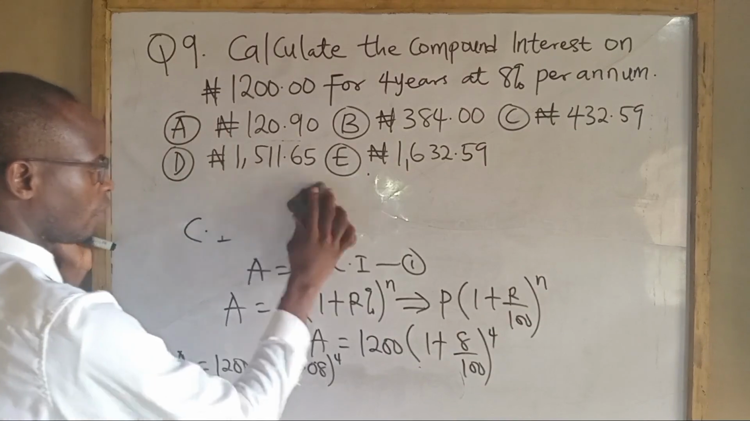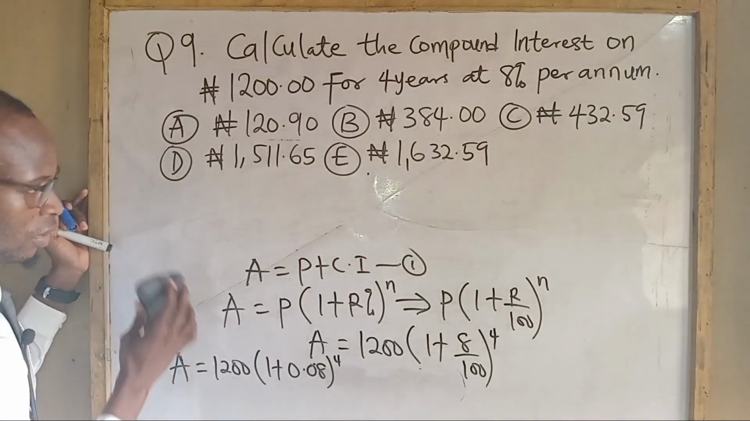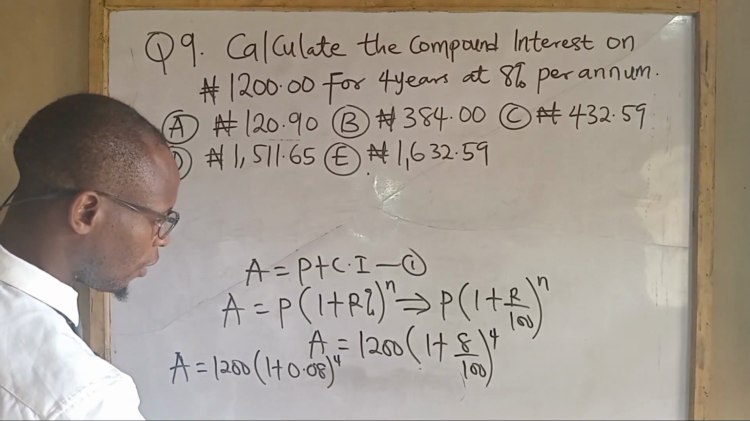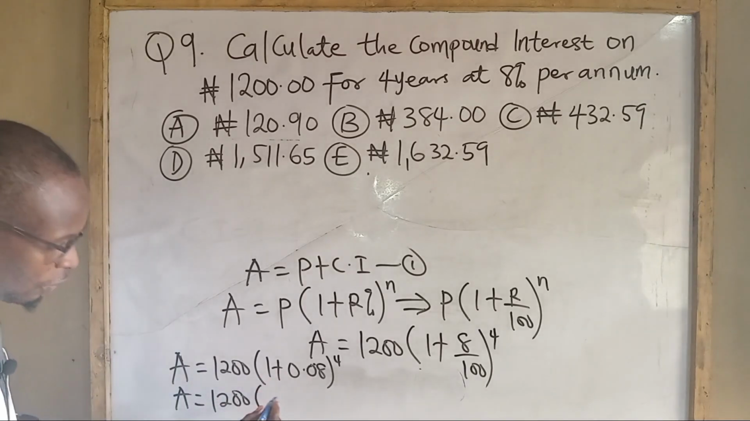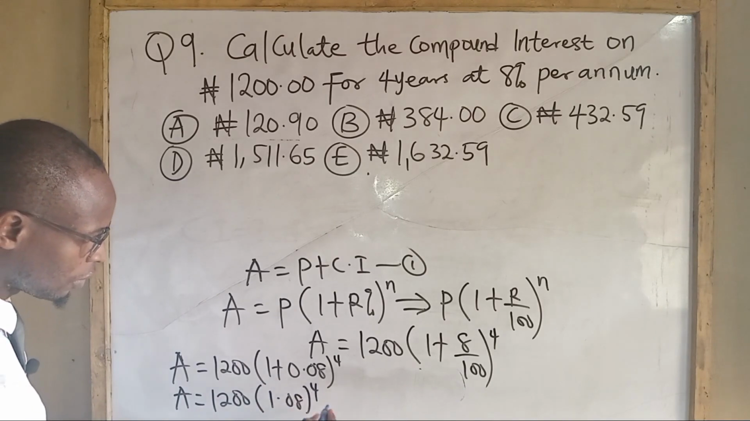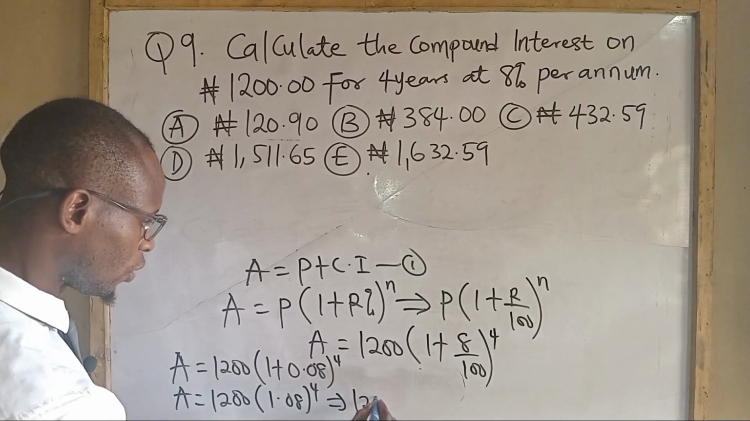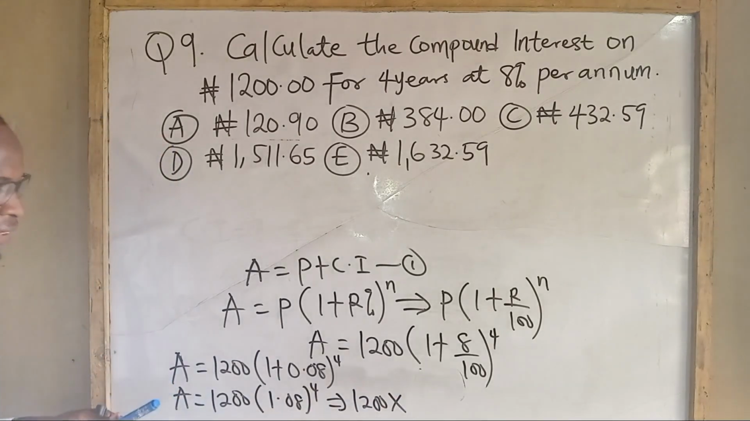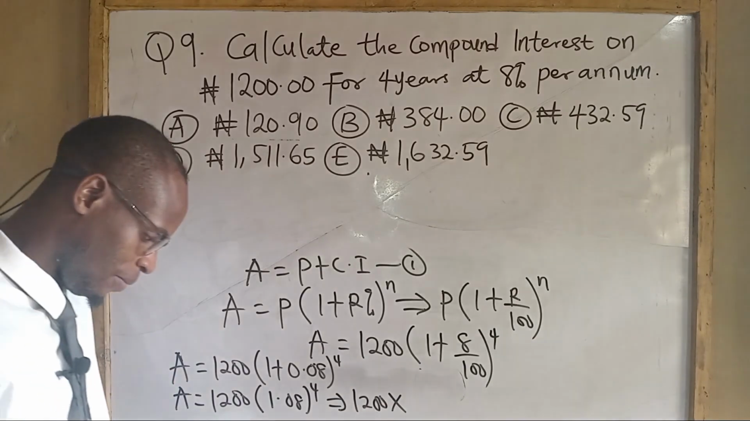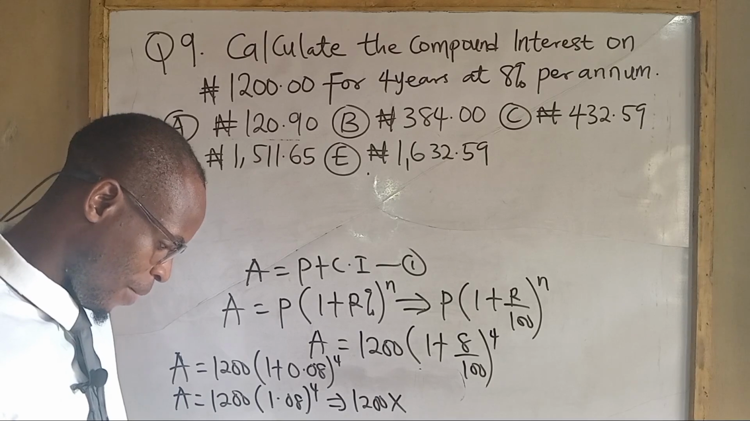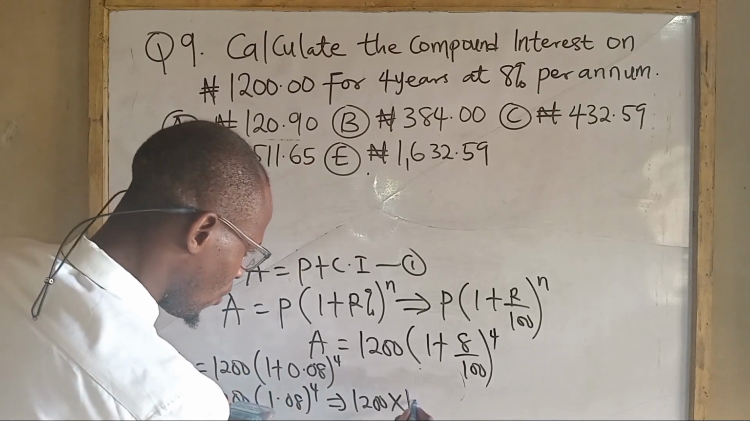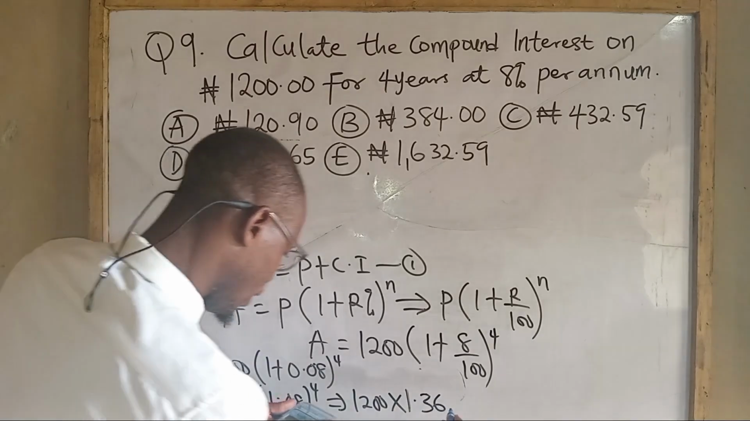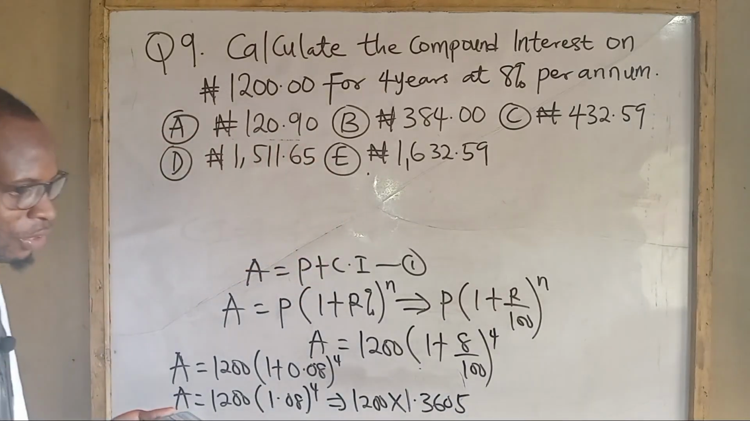Okay. So don't forget we are using that equation. So from what we have now, amount would therefore be equals to what? 1,200 bracket. Then when you evaluate this, it is going to give you 1.08 all raised to power 4. So this is equals to what? 1200 multiplied by, let me just evaluate this direct. So 1.08 raised to power 4 now. That gives me 1.3605, approximately, to 4 decimal places.